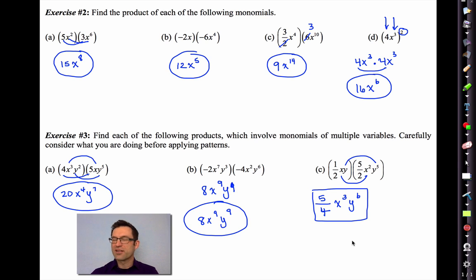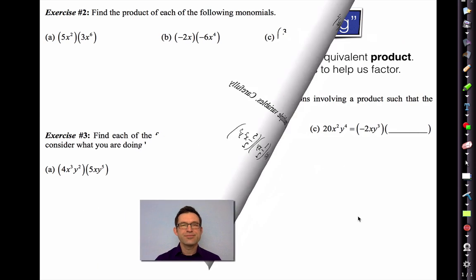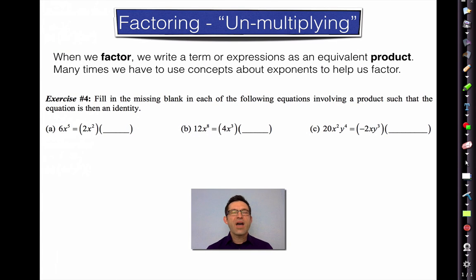All right, I'm going to clear out the text. And then we're going to go on and talk a little bit about factoring. Factoring is what I loosely call unmultiplying. Whenever we factor something, all we're doing is writing a term or an expression as an equivalent product. Many times we have to use concepts about exponents to help us factor.